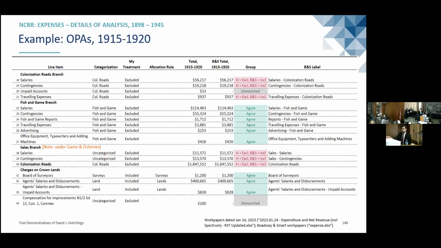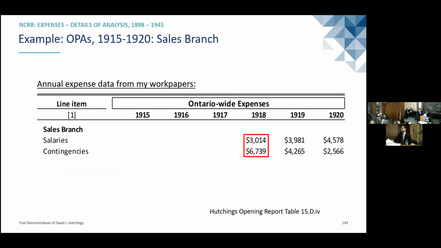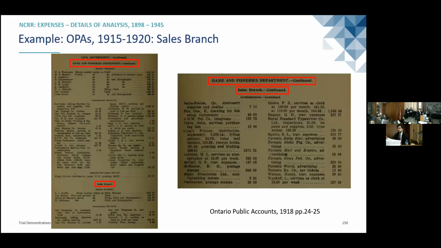But actually, if you want to skip ahead to the next slide, maybe we can deal with this example and we'll come back. So we see from 1918 to 1920, there are expenses at the sales branch. This is a snapshot of one of my work papers. And what do these connect with? The next slide, which is slide 150, shows that this is expenses in the Game and Fisheries Department, of the sales branch and the contingencies.